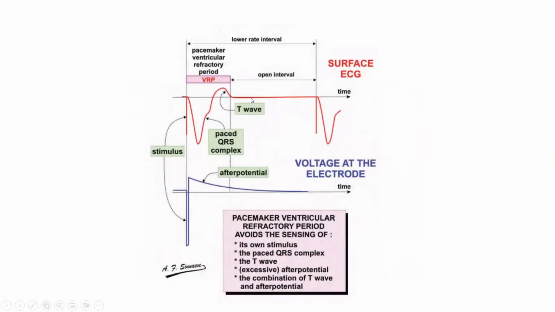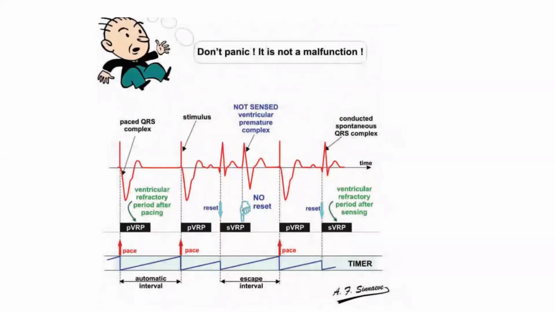As we said, why do we use this refractory period? To avoid sensing of something that's not supposed to be sensed, like its own stimulus, the paced QRS complex itself, because it's a wide QRS complex, the T wave, or what we call excessive after-potential happening due to the pacemaker spike, or the combination of the T wave and after-potential. All these things can be felt by the pacemaker, and the pacemaker misinterprets them as a QRS complex, and this will cause inhibition, and this may hurt the patient. So in the first part after the spike, the pacemaker is not capable of sensing, and we call this the refractory period. Then it's ready to see if there is any native QRS complex. So this is what we described.